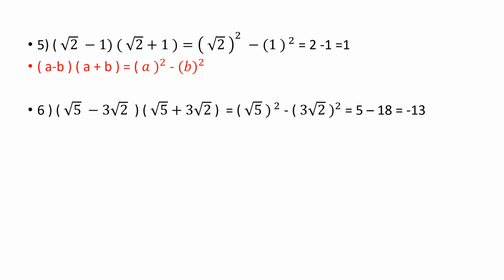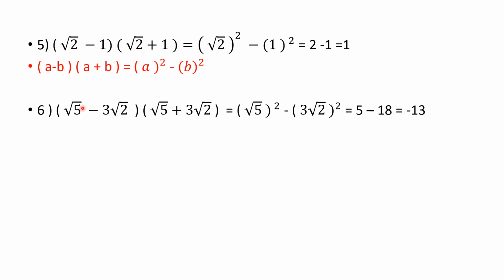Now, if we have product of two factors in the form of a minus b into a plus b, it gives a squared minus b squared directly. So radical 2 minus 1 into radical 2 plus 1, we can directly write the square of the first term minus the square of the second term, and it gives 2 minus 1, so it gives 1.